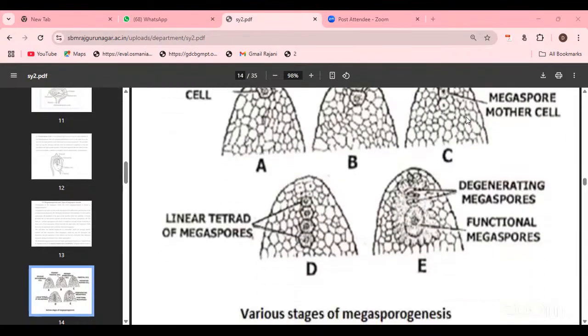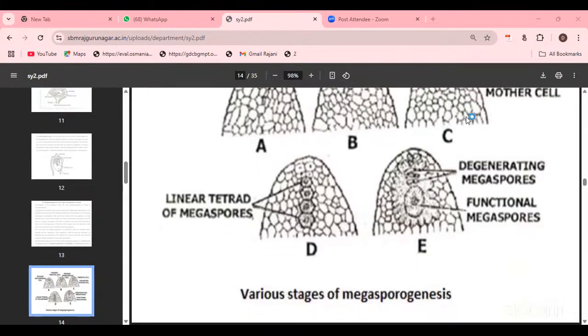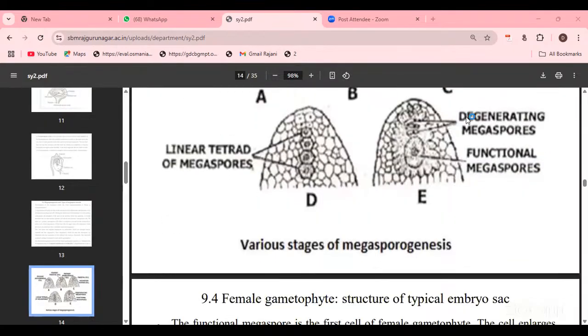Next is the linear tetrad of megaspores at various stages. These form a total of four cells. Of the four cells, three degenerate and only one develops. See here, the degenerating megaspores. Only one is functional, and that one gives rise to the embryo sac.